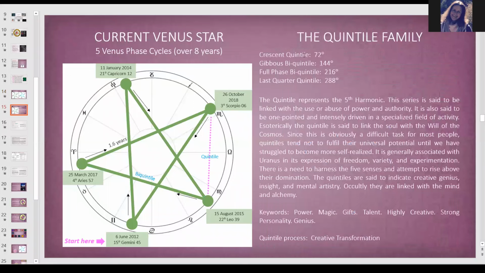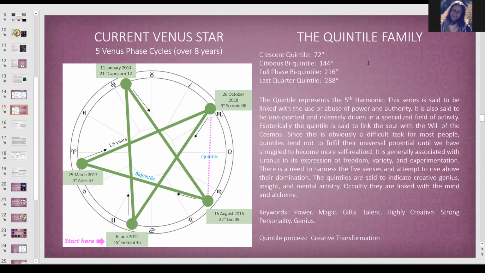The Venus star is always made up of the quintiles: the crescent quintile at 72 degrees, the gibbous biquintile at 144 degrees, the full phase biquintile at 216 degrees, and the last quarter quintile at 288 degrees.